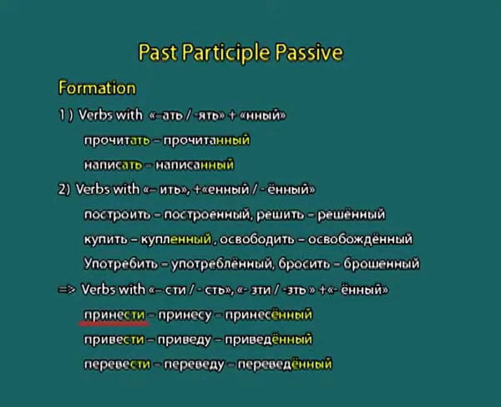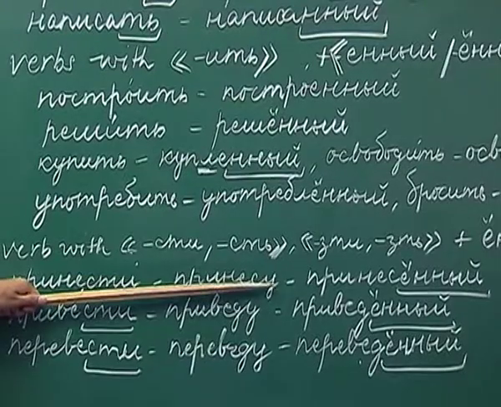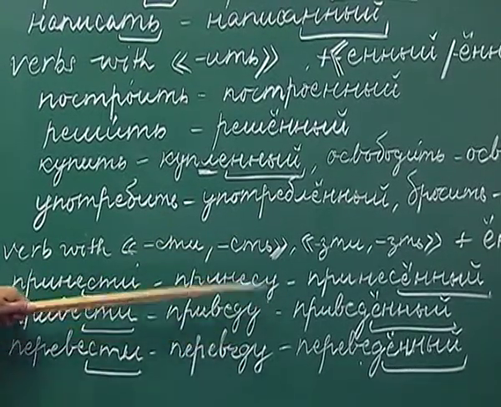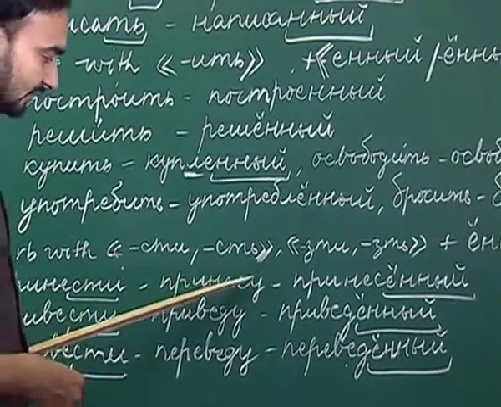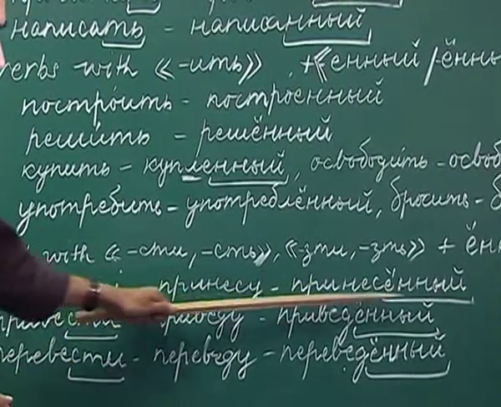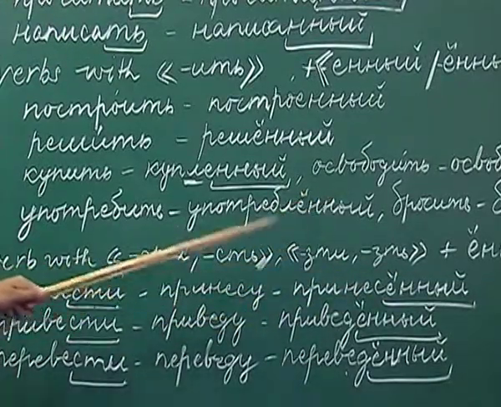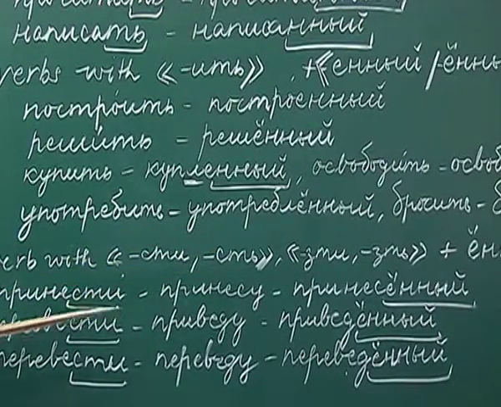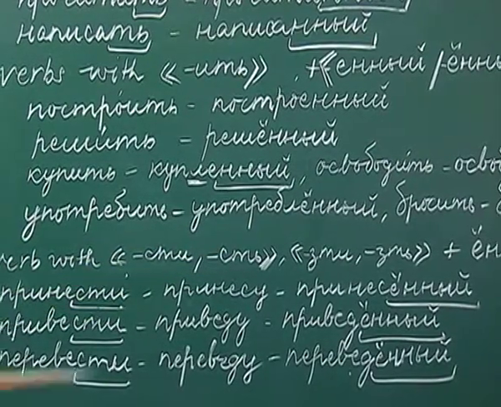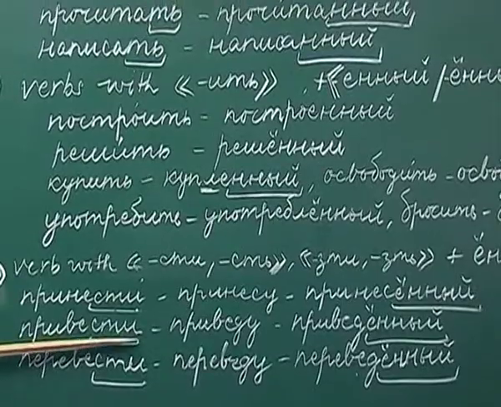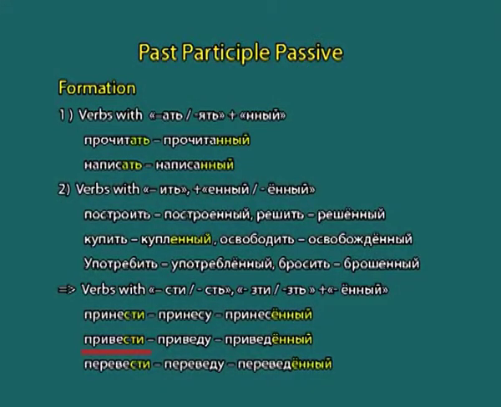Prinisti. Prinisti is to bring. Ya prinisu. So here you have to conjugate the verb with the first person singular number and then just drop the ending u and add yonni. Prinisyonni. So this is the past participle passive which has been formed from the verb with the ending ste. The second example we have is privisti.